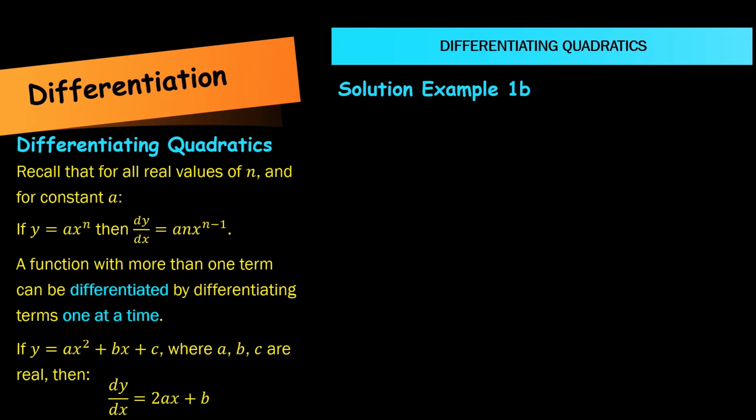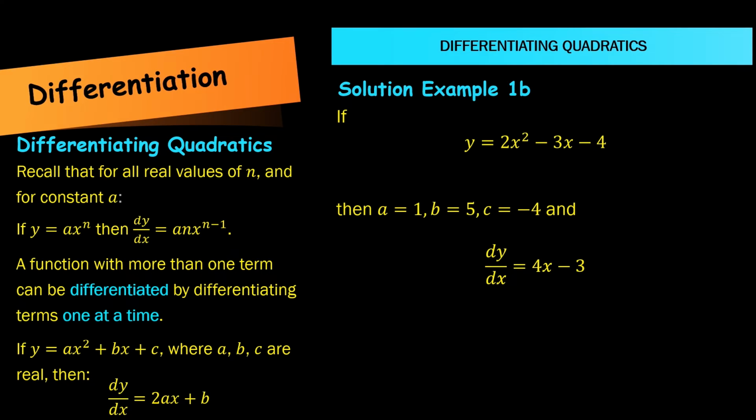Let's now solve example 1b. This time we're required to differentiate 2x squared minus 3x minus 4. Here we have in our quadratic that a equals 1, b equals 5 and c equals minus 4. And therefore dy dx equals 4x minus 3. So we obtained the values of a, b and c from our quadratic and then plug them into our formula for dy dx, which is equal to 2ax plus b.